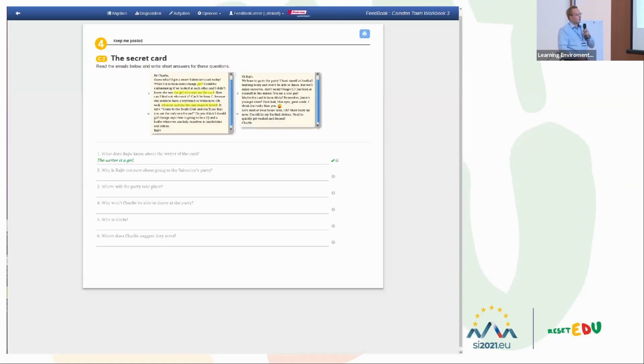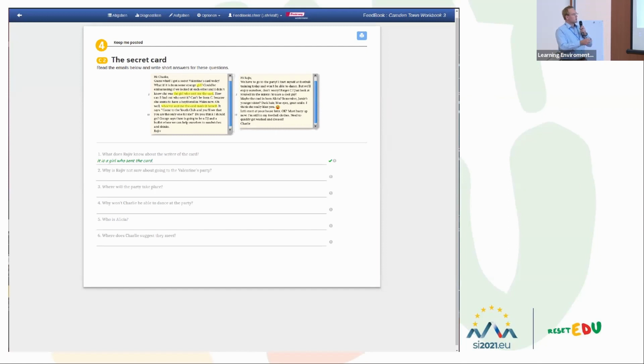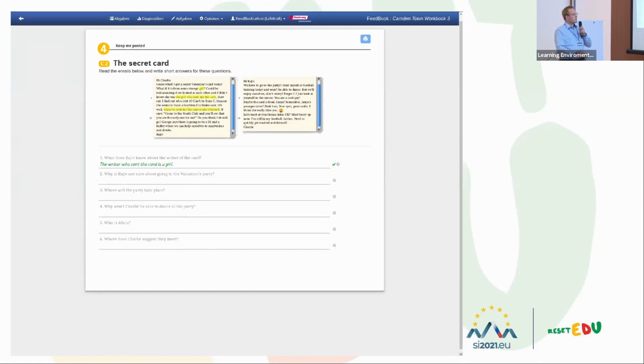So then the correct answer, you can write something like, the writer is a girl, or on the next slide, it is a girl who sent a card, or on the next slide, the writer who sent the card is a girl. So you can see it does not work only on string matching, on surface matching, but there's a short answer assessment component behind this that evaluates the meaning and not only the form of the learner answers.